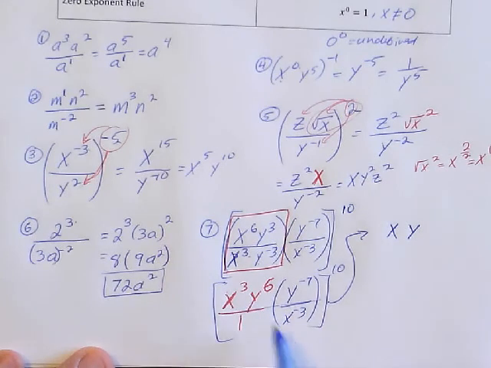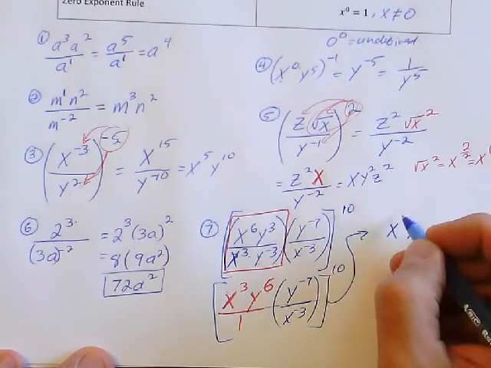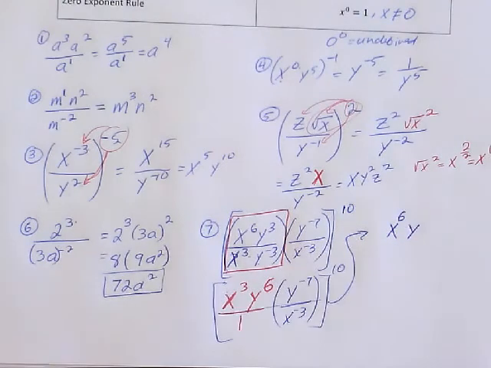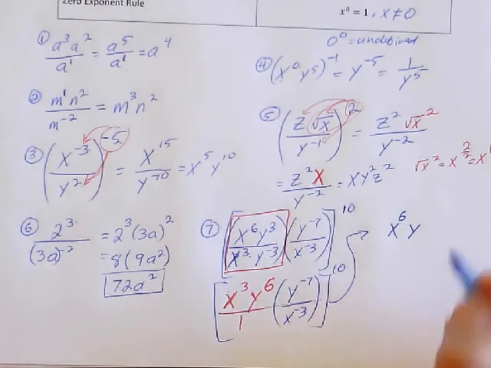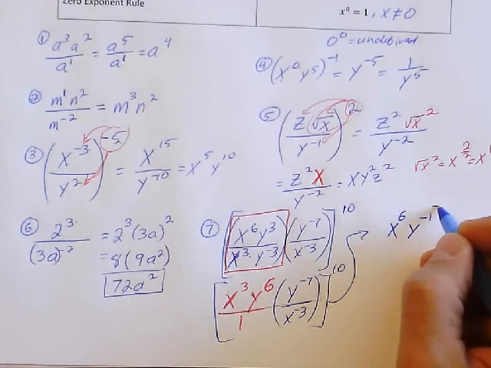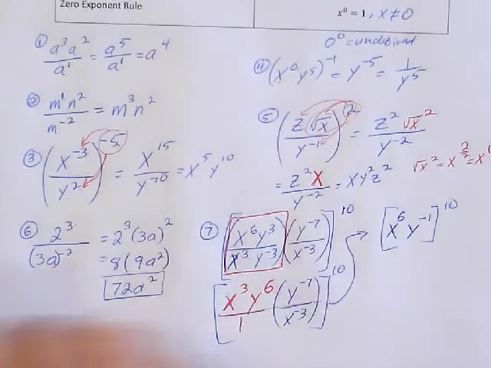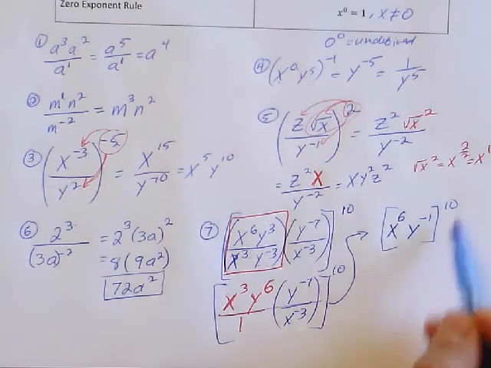All right. So we have x to the third divided by x to the negative third. So we're going to subtract. 3 minus the negative 3 is going to give us x to the 6th. Then we have y to the 6th, y to the negative 7th. When we add these, we're going to get y to the negative 1st. All of this will be to the 10th power.